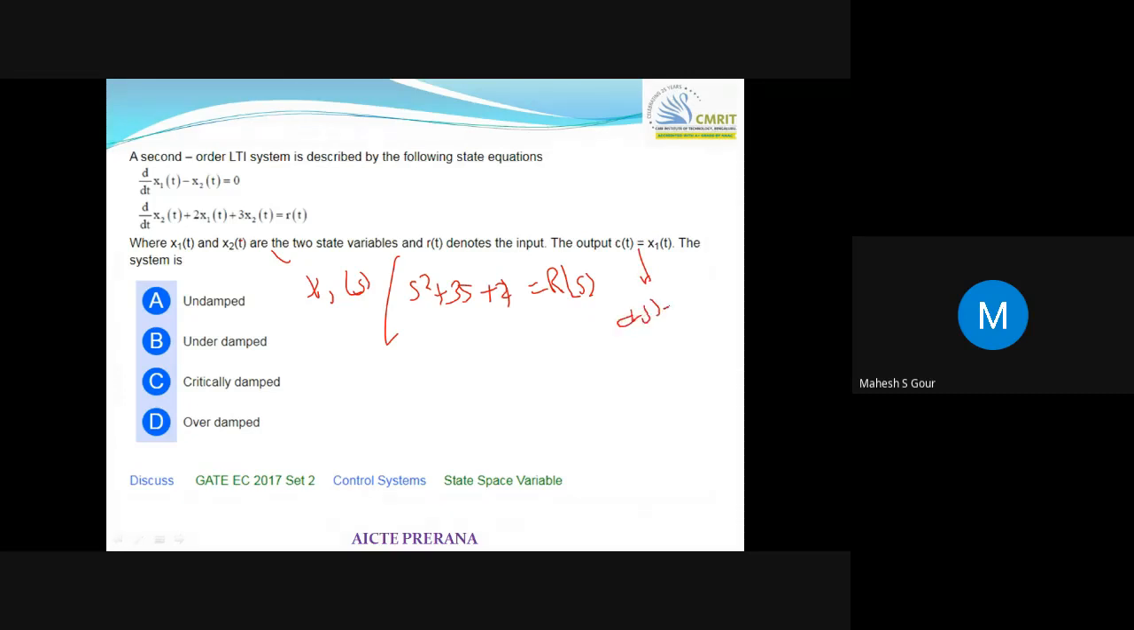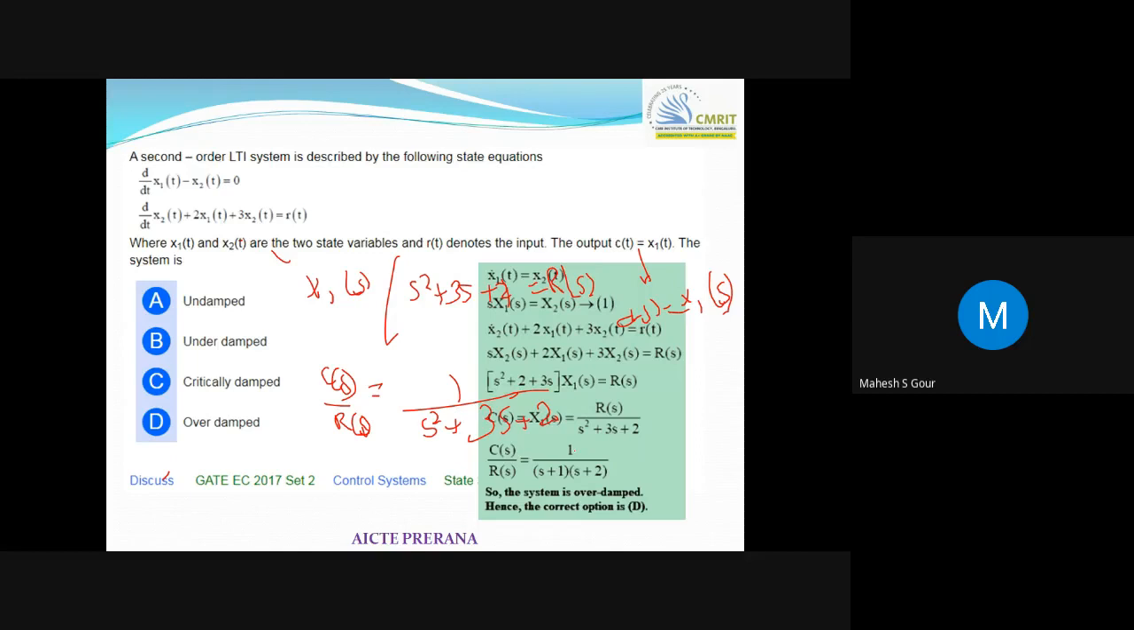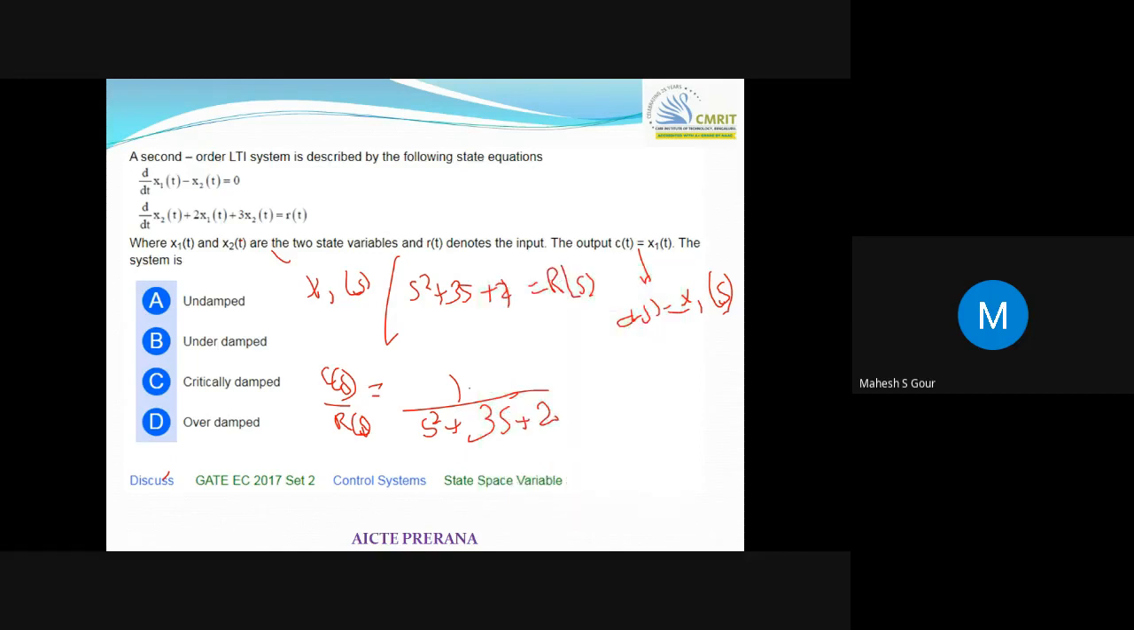So you need to get x1 of s into s square plus 3s plus 2 is equal to your r of s. What is your c of s from here? C of s is equal to x1 of s. So what is your c of s divided by your r of s? On both sides x1 will cancel. So what will be remaining? 1 divided by s square plus 3s plus 2. Something is going wrong. Okay, it is 1, but this should come as your r of s. No issues, sometimes it happens.